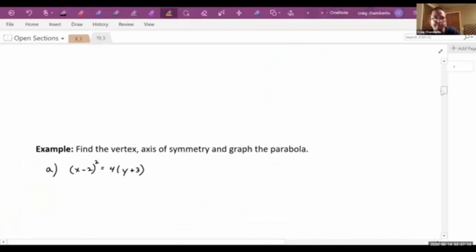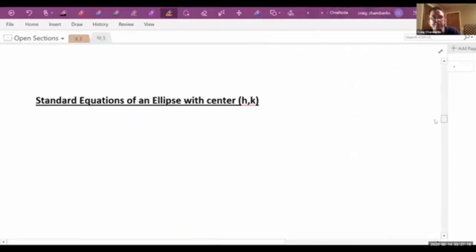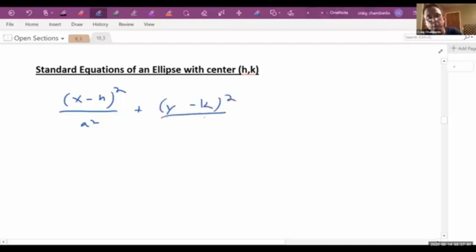You guys have seen parabolas before. I'm not going to talk about that. You've seen ellipses before, but it's not quite as common. So let me just remind you what the standard equations are. We already talked about them a little bit. An ellipse is an oval-shaped curve, and there are two standard equations: x minus h squared over a squared plus y minus k squared over b squared equals 1.